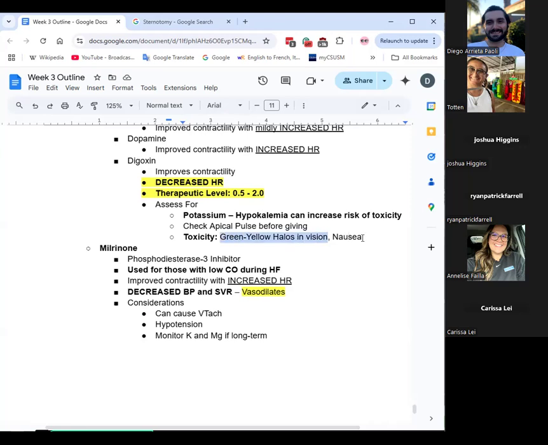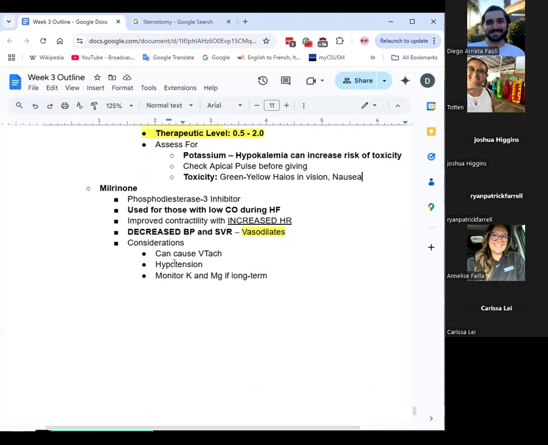The big one you'll usually see is some visual disturbance or a green-yellow halo. If they're nice, they'll specifically put green-yellow. A lot of times in the UWorld, they were just putting blurry vision. So it could be a little vague sometimes.